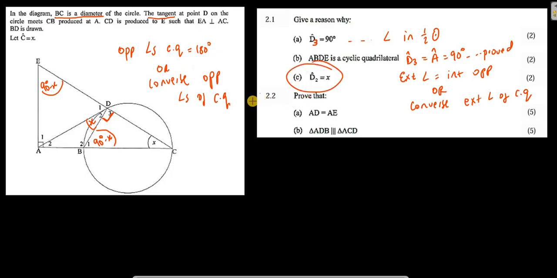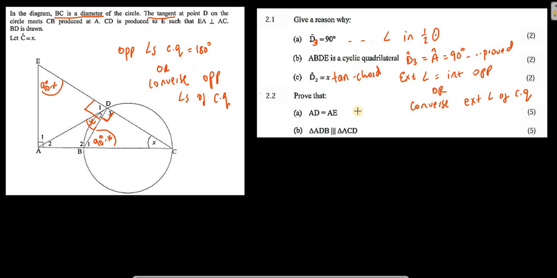Now D2 and X. So here we do know that it's also a 90, right? So D2, why is it equal to X? Tan chord theorem. This one we use the tan chord theorem. So most of you wrote that. That is very good.